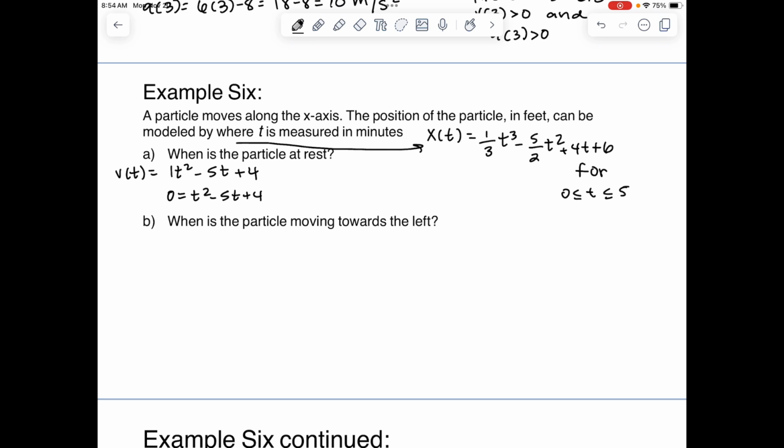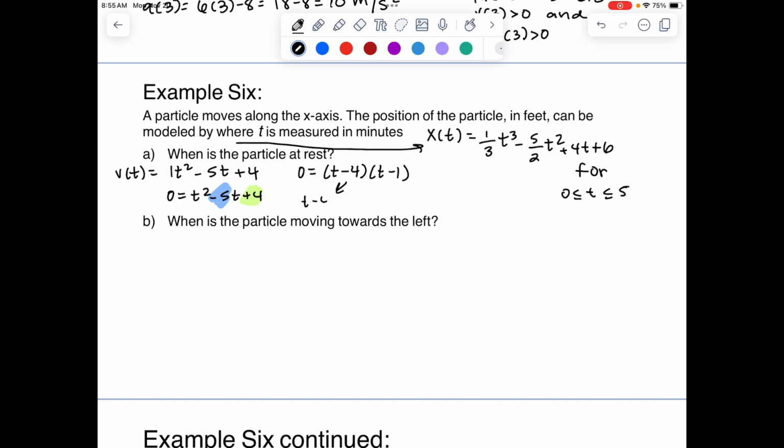And then I have to solve for t, and this is a quadratic. And so, wow, you never knew this was going to come back, but I'm going to have to factor it, because that's how you solve quadratics. So I'm going to do 0 equals, and then I'm going to look right here and think, okay, what multiplies to 4 and adds to negative 5, and that would be t minus 4 and t minus 1, because negative 4 times negative 1 is positive 4, and negative 4 plus negative 1 is negative 5. And then I will set these both equal to 0.